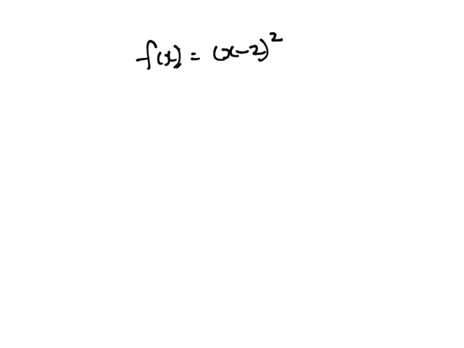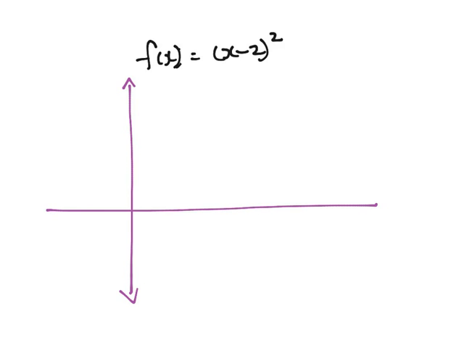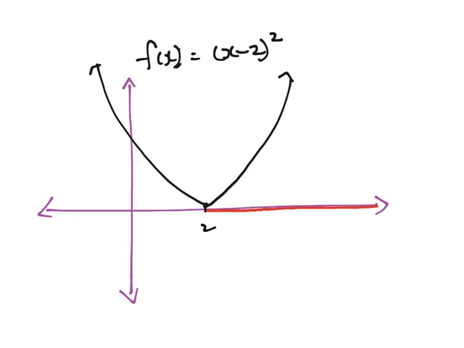Now you tell me, students, in which interval is the function increasing or decreasing? Again, very simple. Draw the graph. Okay, so the parabola will look like this. This is 2. So you can see that this side, the function is increasing. That means in 2 to infinity the function is increasing. As x becomes bigger and bigger, f of x also becomes bigger and bigger.